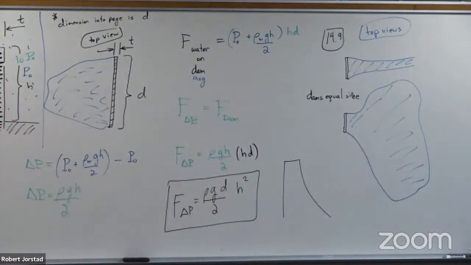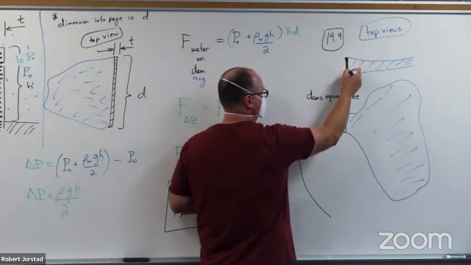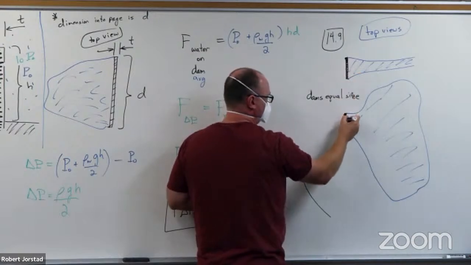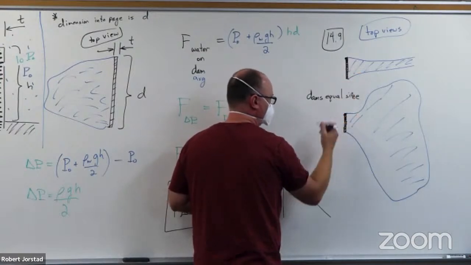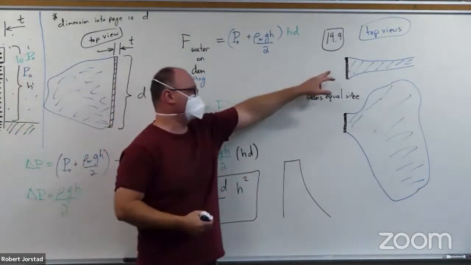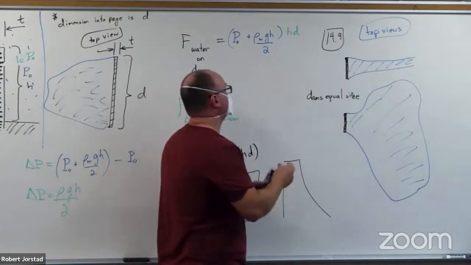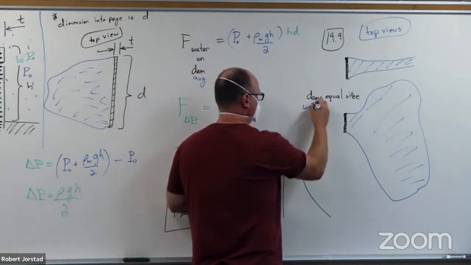Okay, you have two dams. The actual dams are the same dimensions. So the dams have the same size. The only difference is the amount of water they're holding. One of them is holding back the water in a narrow channel, and you can assume these lakes are of equal depth. So water of equal depth.